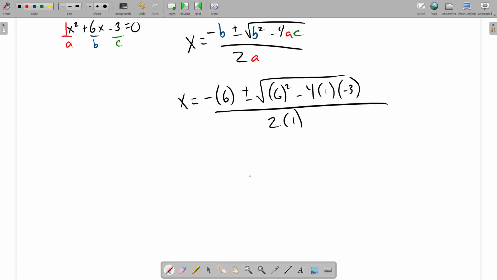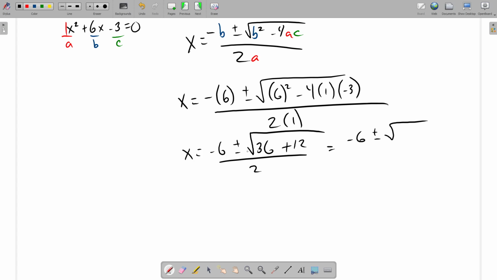So now it just comes down to simplifying this. Negative 6 plus or minus, well, 6 squared is 36, and negative 4 times 1 times negative 3 is going to give me positive 12. All over, 2 times 1 gives me 2. Negative 6 plus or minus the square root of 36 plus 12 is 48, all over 2. So we need to simplify the square root of 48.